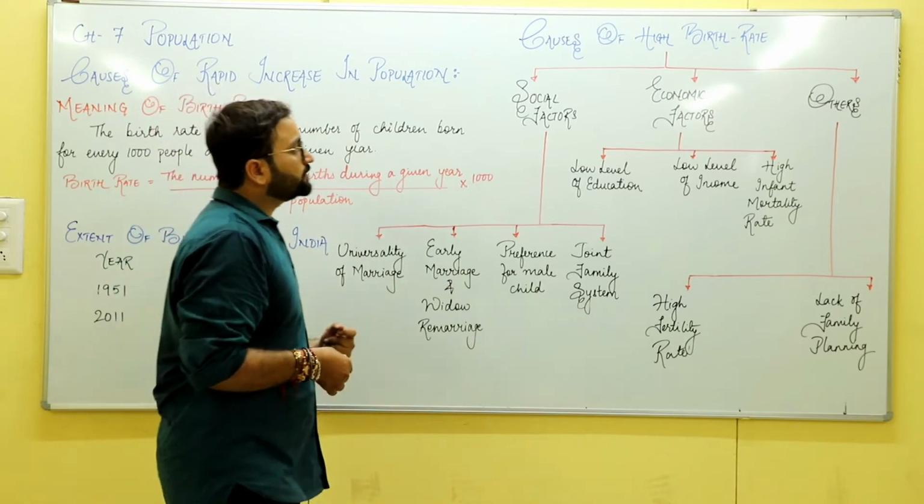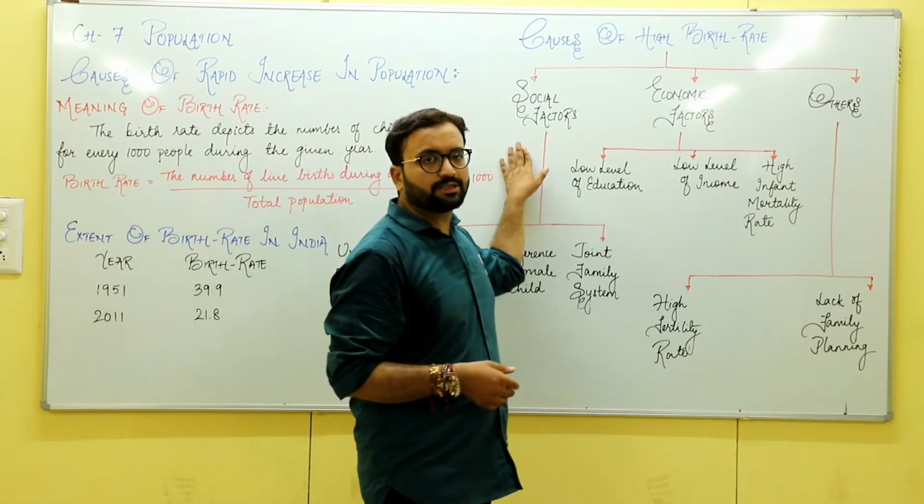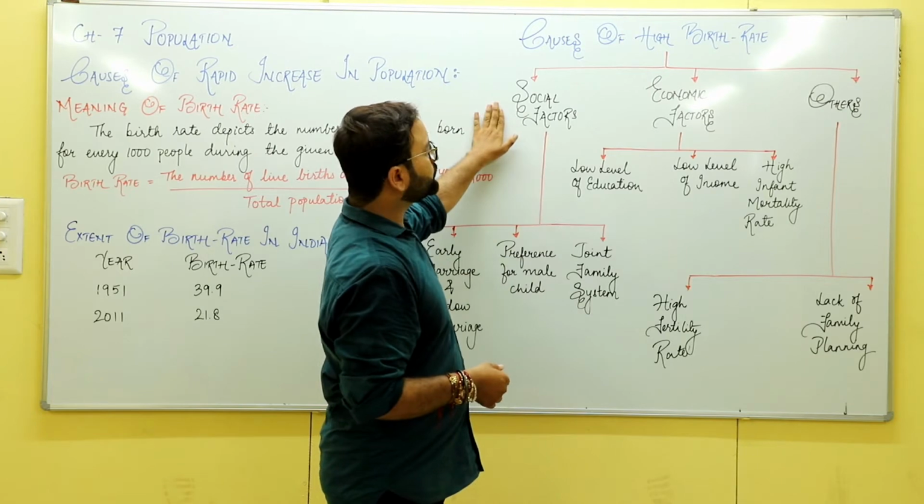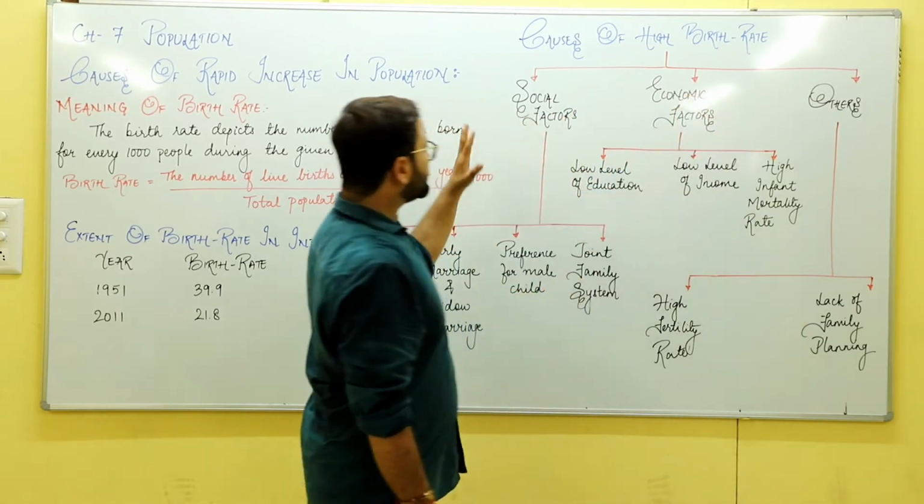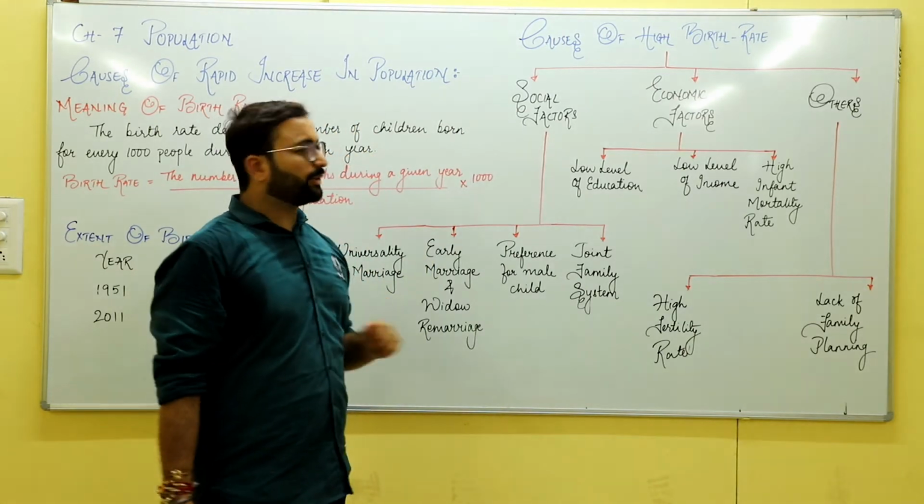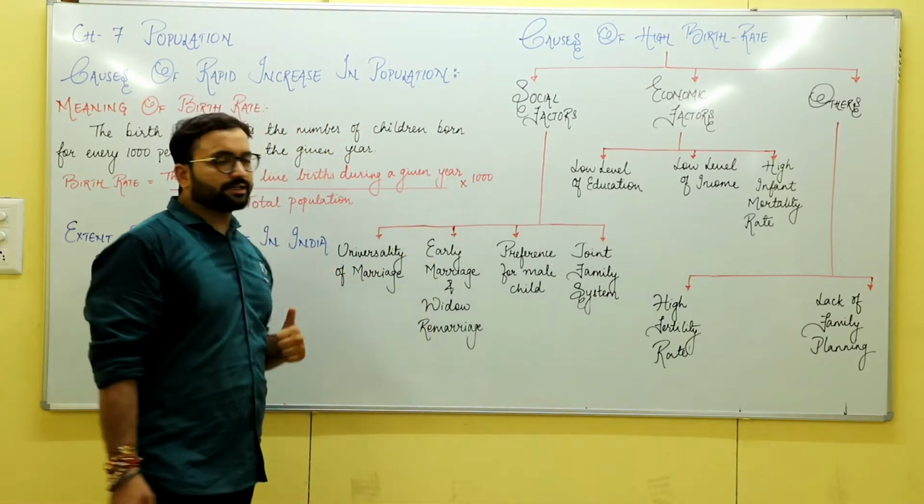So here are the causes of the high birth rate. There are three factors affecting the high birth rate. The first one is the social factor, the second one is the economic factor, and the third one is others. Discussing the factors affecting the birth rate, the first one is the universality of marriage.